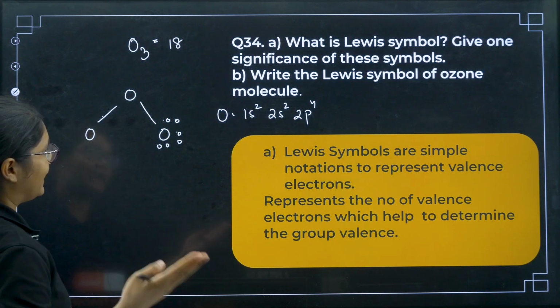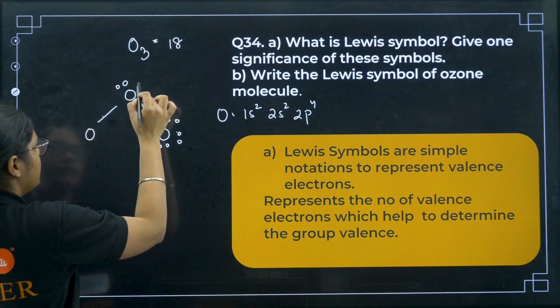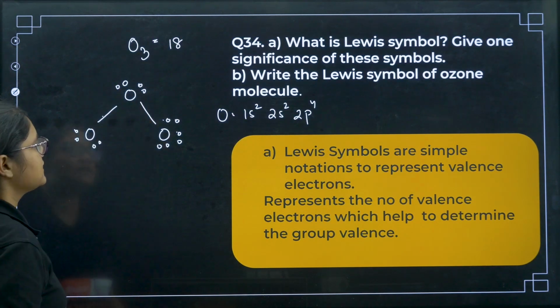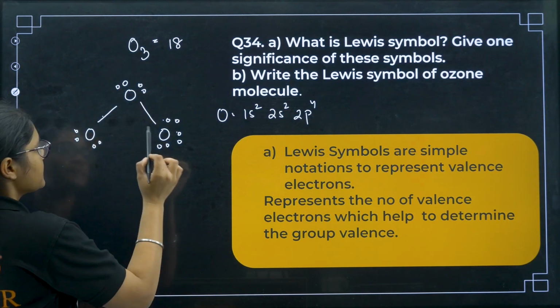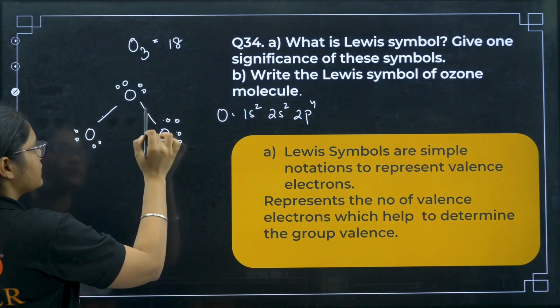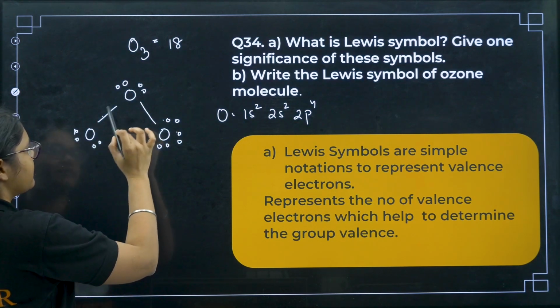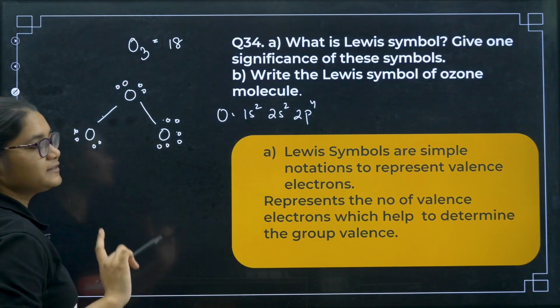I have 8, 11, 12, 13, 14, 15, 16, 17, 18. If I put like this, now what I can observe here is, see, this octet is satisfied. This octet is also satisfied. 1, 2, 3, 4, 5, 6, 7, 8. 1, 2, 3, 4, 5, 6. But this oxygen's octet is not satisfied.